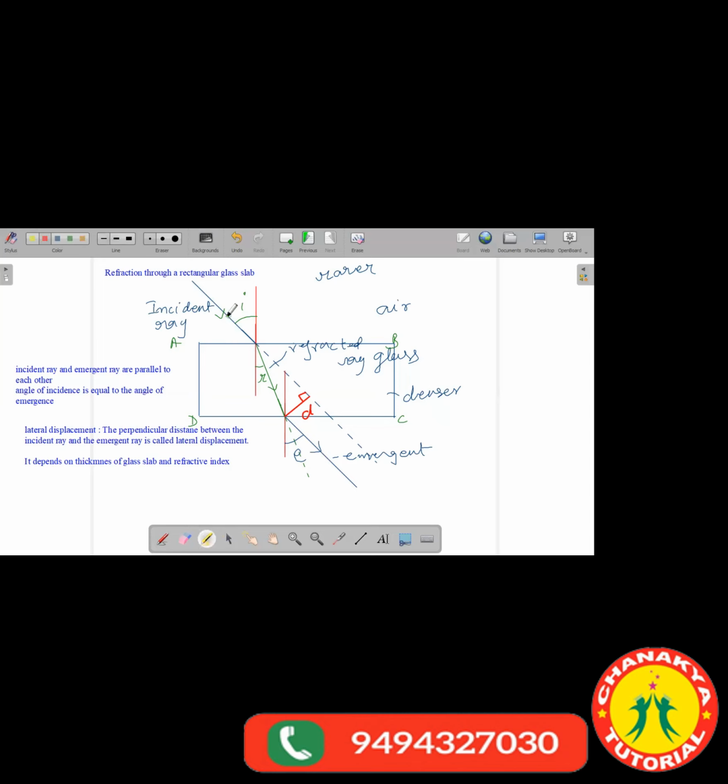If you plot two pins over here and try to observe the two pins from the opposite side, they will not appear to you somewhere here, but you will be able to see those pins in this line, not in this line. So with the glass slab, we will be able to find out the lateral displacement of a glass slab. Any doubts in this refraction?